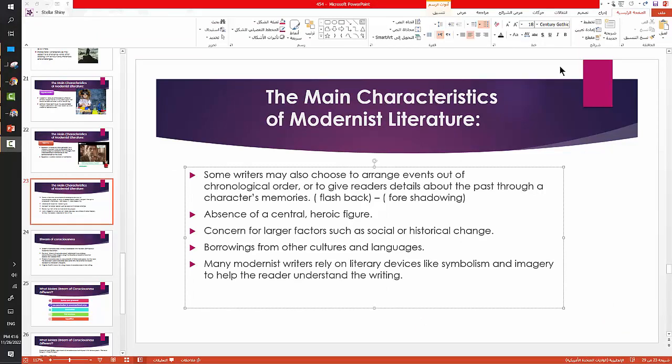Here are some extra characteristics of modernist literature. Some writers may also choose to arrange events out of chronological order, or to give readers details about the past through a character's memory.